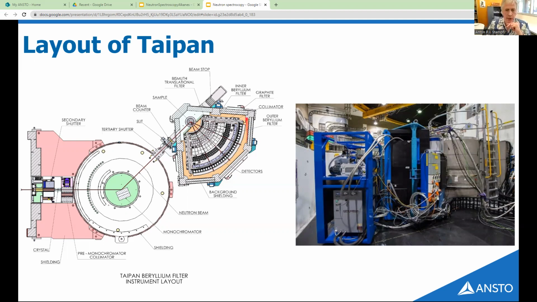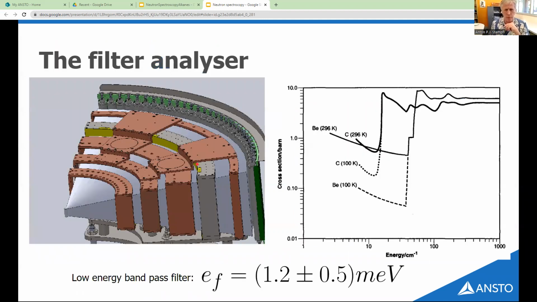Okay. And so we've got all these filter blocks here. So we've got bismuth here, then we've got beryllium, then we've got graphite filter blocks here. They're quite thick too. And then we've got a collimator, and then we've got another set of beryllium blocks here. So what on earth do all these blocks do? All right, so what they do is, I don't know whether you've ever heard of the Bragg cutoff.